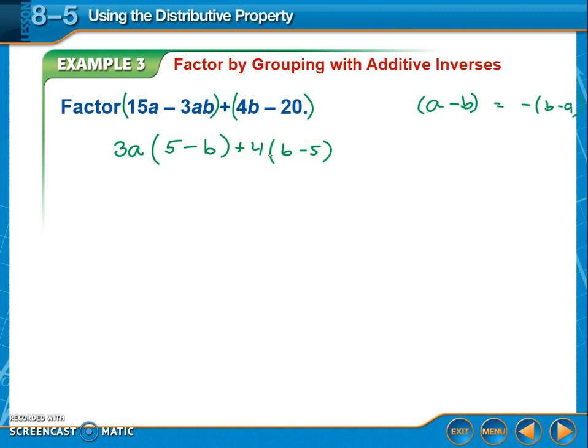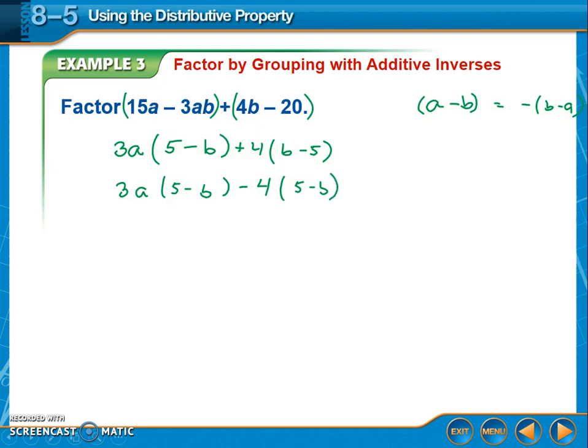So these are almost the same thing here, except one of them is 5 minus b and the other one's b minus 5. So I want to get them to be the same. So what I'm going to do is write this as 3a times 5 minus b, and I'm going to pull out a negative and switch those. So instead of positive 4, I'm going to make it negative 4 and make it 5 minus b.